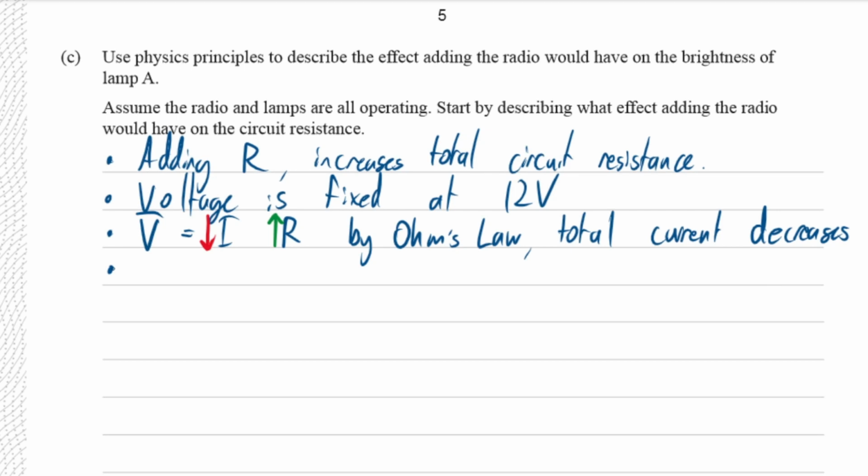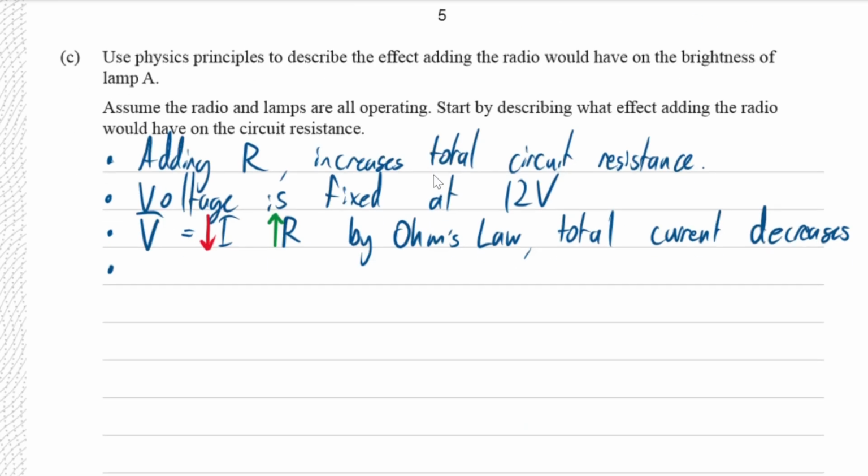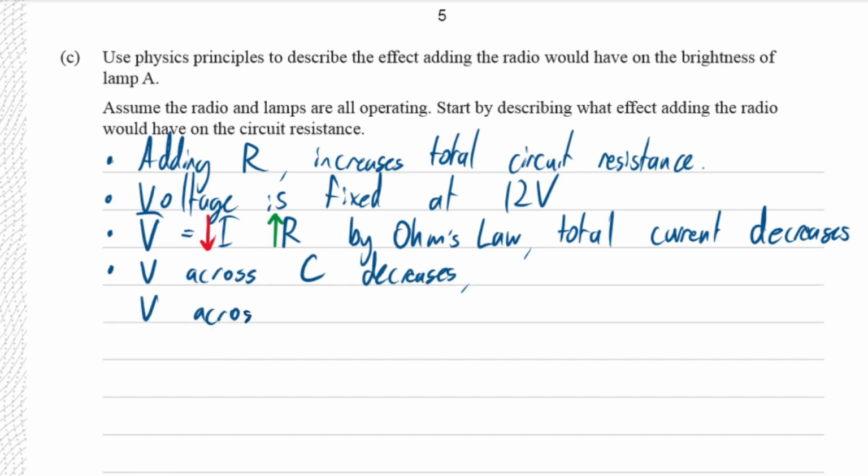So where did we leave off? We left off with the total current decreases. Now that means that the voltage across C also decreases. So V across C decreases, which then means the voltage across the parallel branch, or we could just say across A, because that's part of the parallel branch, increases.